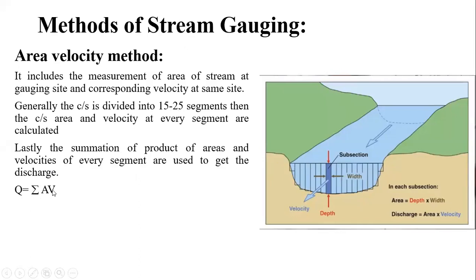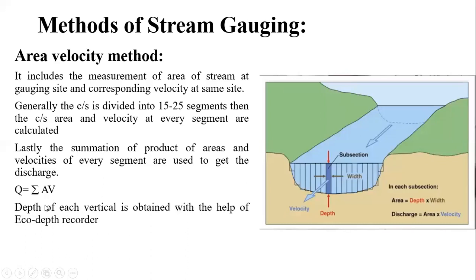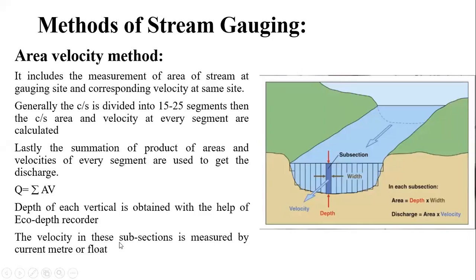Q is equal to summation A into V. That is a general equation, the continuity equation, we can say. The depth of each vertical is obtained with the help of an echo depth recorder or echo sounder. Echo depth recorder is used for measurement of depth, and for the measurement of the velocities at the different sections, current meters or floats are used.